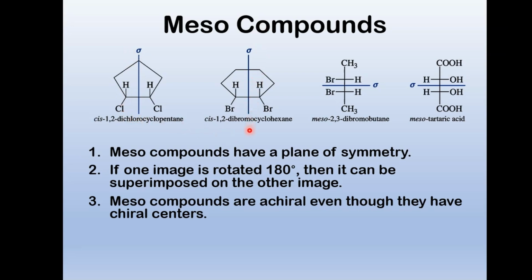Same thing here with the cis 1,2-dibromohexane. And so each one of these is a meso compound. Here's the Fischer projection, because we see a line of symmetry right through the middle. So meso compounds are achiral even though they have chiral centers.